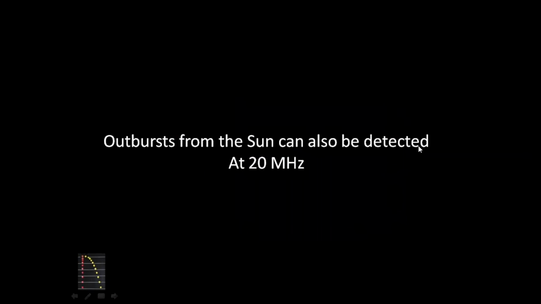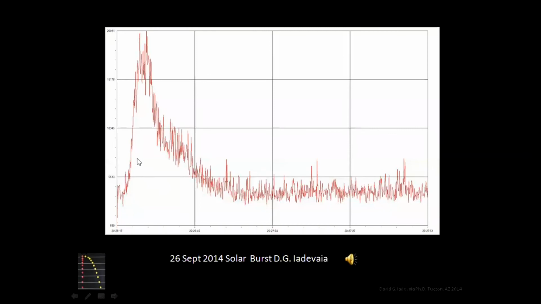The sun can also be detected at 20 megahertz. And if you plot this with various programs that are available, then you get to see this characteristic shape of the solar emission. And let's see, I'm going to try another audio. Let's see if this one works.